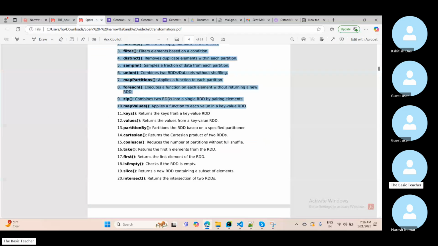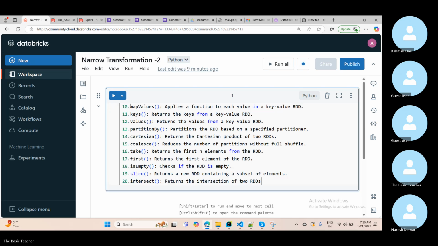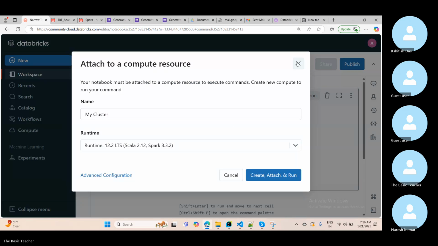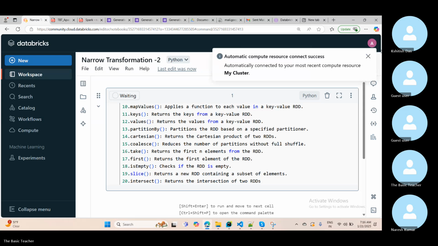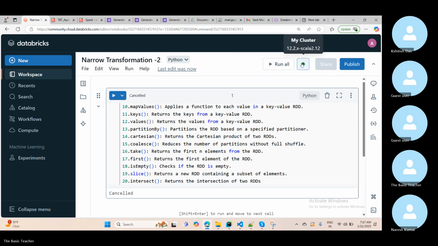So yesterday we had discussed the transformations up to zip, right? So let me copy from map values to the next ones. This one. If you look at it, let me start this as well. Let me first detach. Okay, this is available.